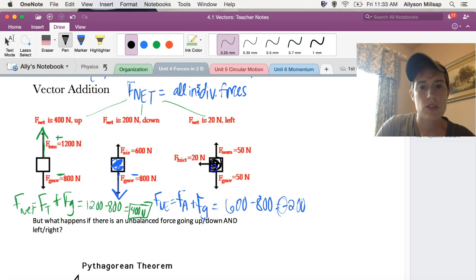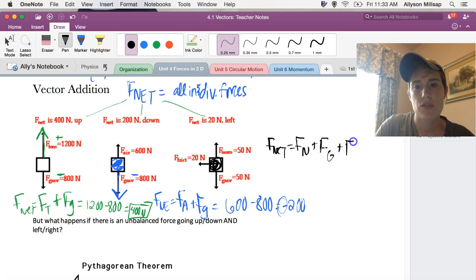Let me show you this one too. Let's look at this black box. So here the net force formula looks like this. Normal force plus gravitational force plus friction force.